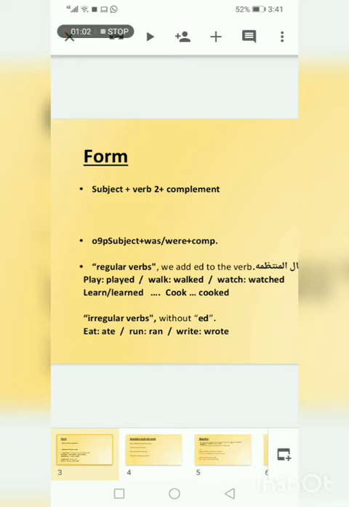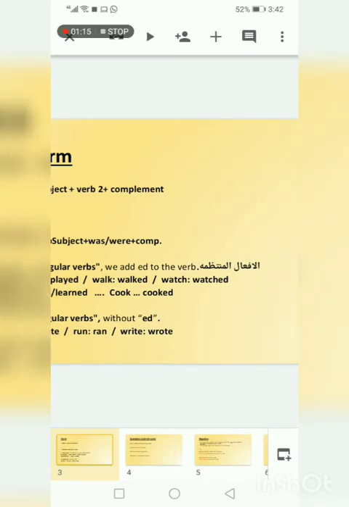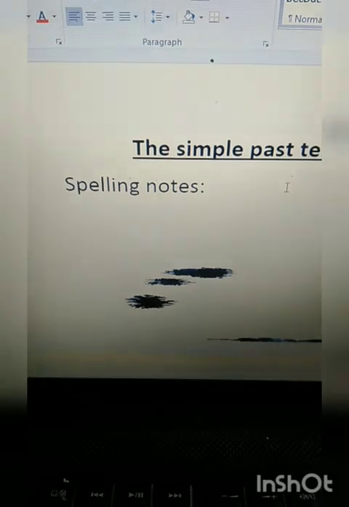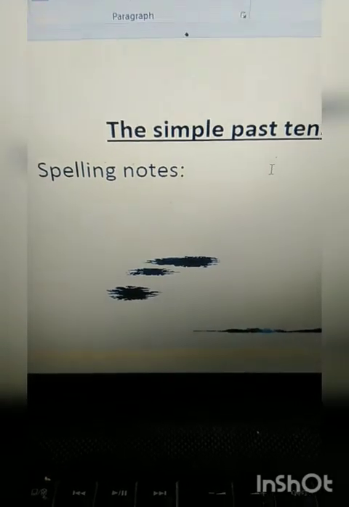The verb learn. This is the base form of the verb. We add ed to change it to the past form of the verb, it becomes learned. The verb cook. This is the base form of the verb, verb 1. If I want to change it to verb 2 or the past form of the verb, it becomes cooked. Cook, cooked.